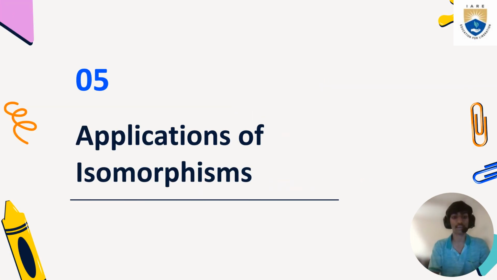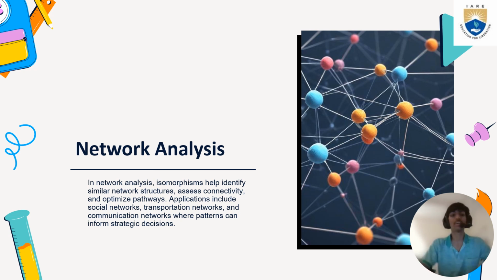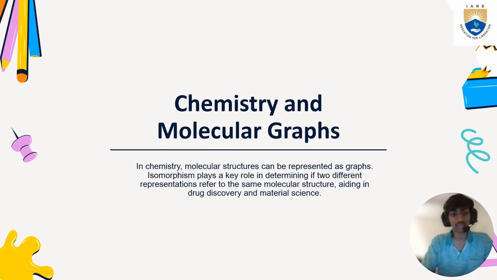The applications of isomorphism: network analysis. In network analysis, isomorphism helps identify similar network structures and assess connectivity and optimal pathways. Applications include social networks, transportation networks and communication networks, where patterns can inform strategic decisions. Chemistry and molecular graphs: in chemistry, molecular structures can be represented as graphs. This plays a key role in determining if two different representations refer to the same molecular structure, aiding in drug discovery and material science.